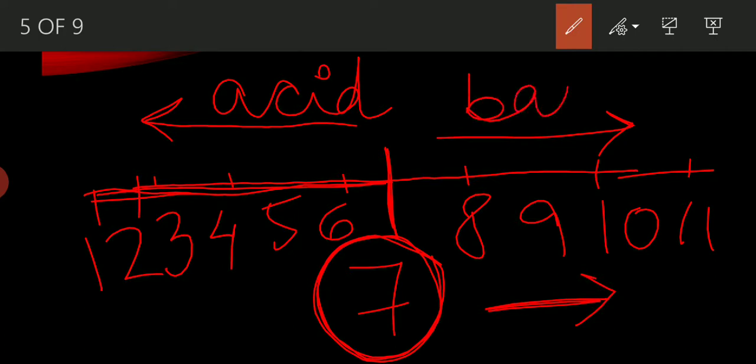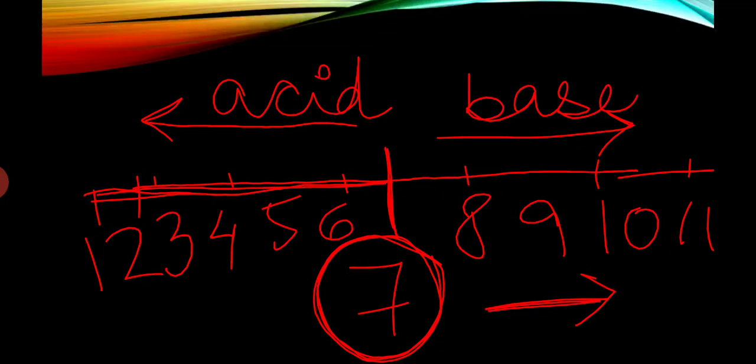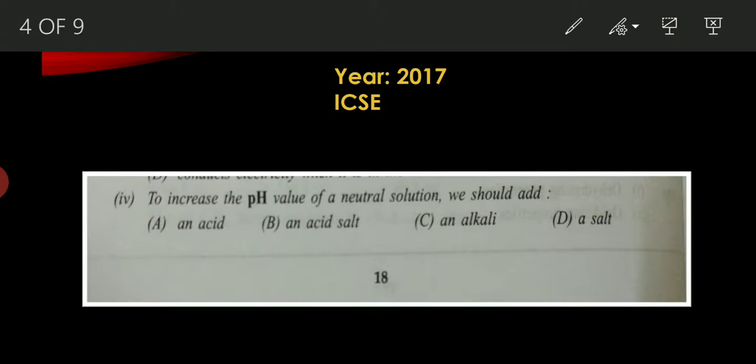And when we move towards right from the 7, then it's base. So the answer is very simple. That is, we have to add an alkali. When we add an alkali to that neutral solution, then the pH will increase. Clear?